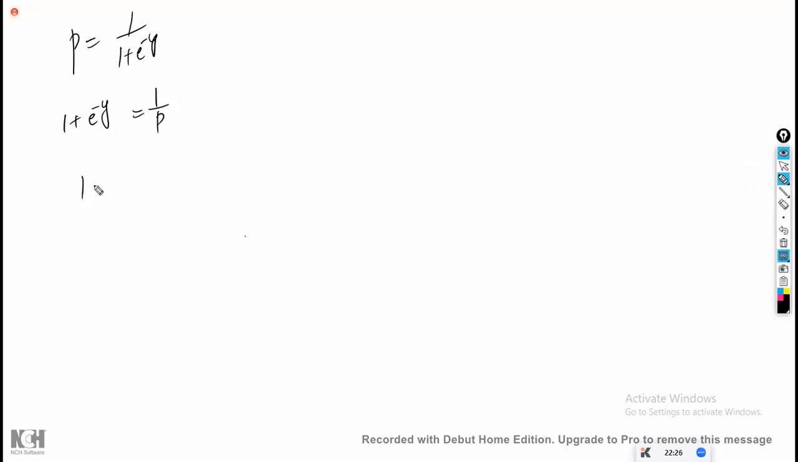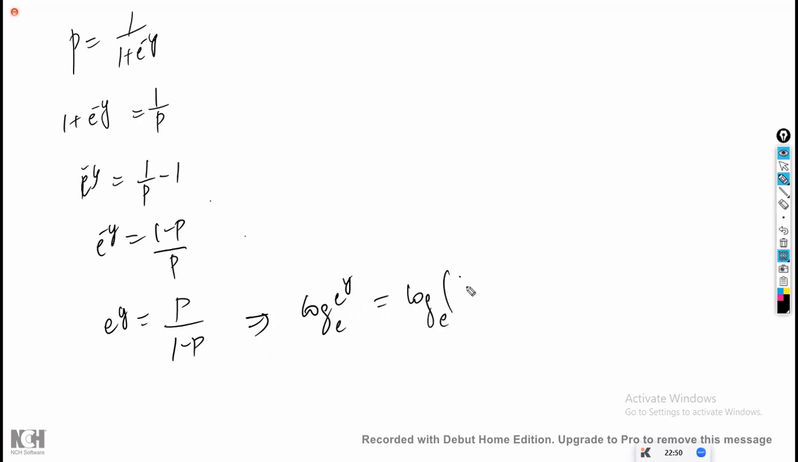Now, 1 over e to the power of minus y is equal to 1 divided by p minus 1, which is equal to 1 minus p divided by p. So e to the power of minus y is equal to this one. Now, e to the power of y is equal to p divided by 1 minus p. If I apply log to base e on both sides, we get y equal to log e of p divided by 1 minus p, and log e is also represented as ln.